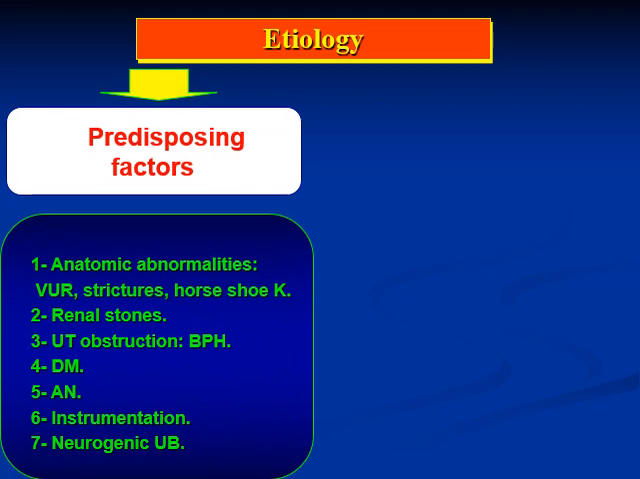The predisposing factors for the development of an acute pyelonephritis include the anatomic abnormalities of the urinary tract, such as the vesicoureteric reflux, the strictures, and anatomic abnormalities of the kidney, such as the horseshoe kidney, the presence of renal stones, a urinary tract obstruction, such as the benign prostatic hyperplasia, the presence of a systemic disease that predisposes to infection, such as diabetes mellitus, the abuse of the non-steroidal, as previously mentioned, resulting in analgesic nephropathy, and the instrumentation of the urinary tract, such as a urinary catheter, and the presence of a neurogenic bladder with the presence of a residual urine and stasis.